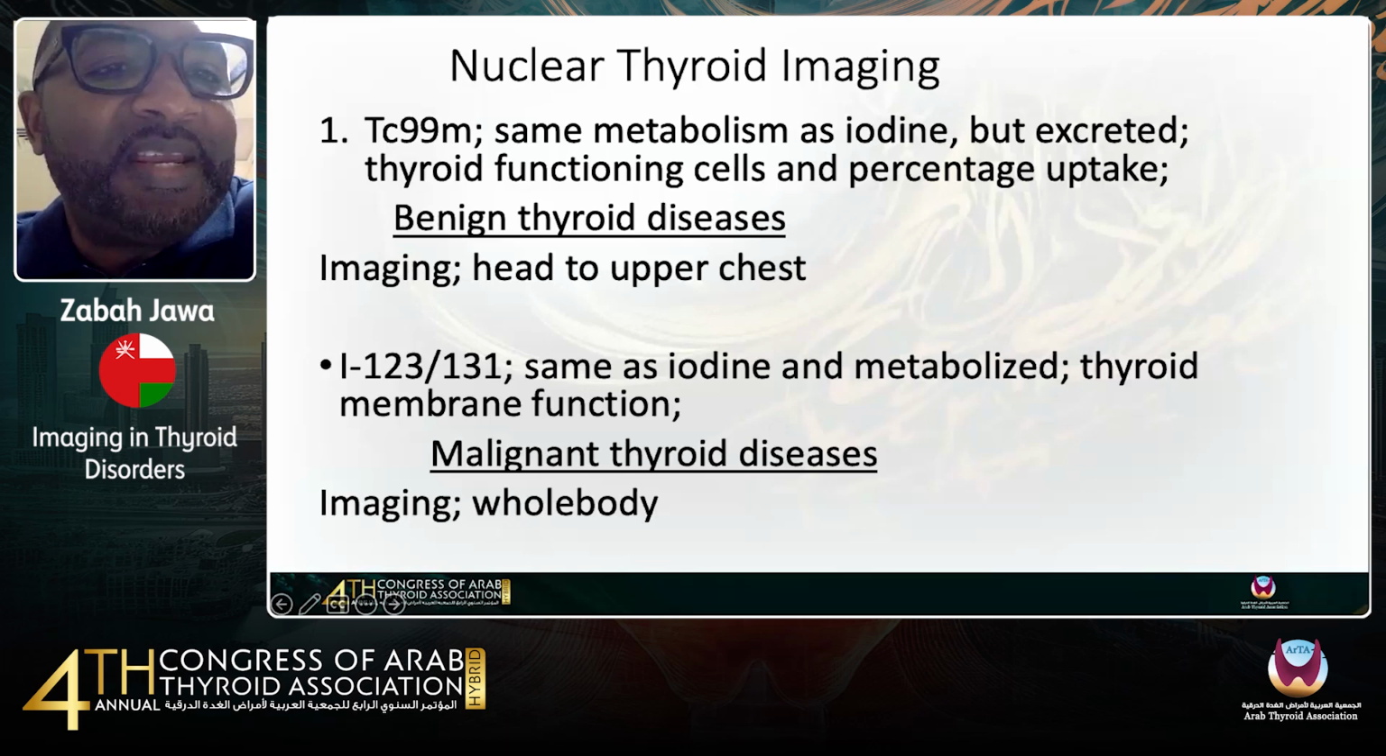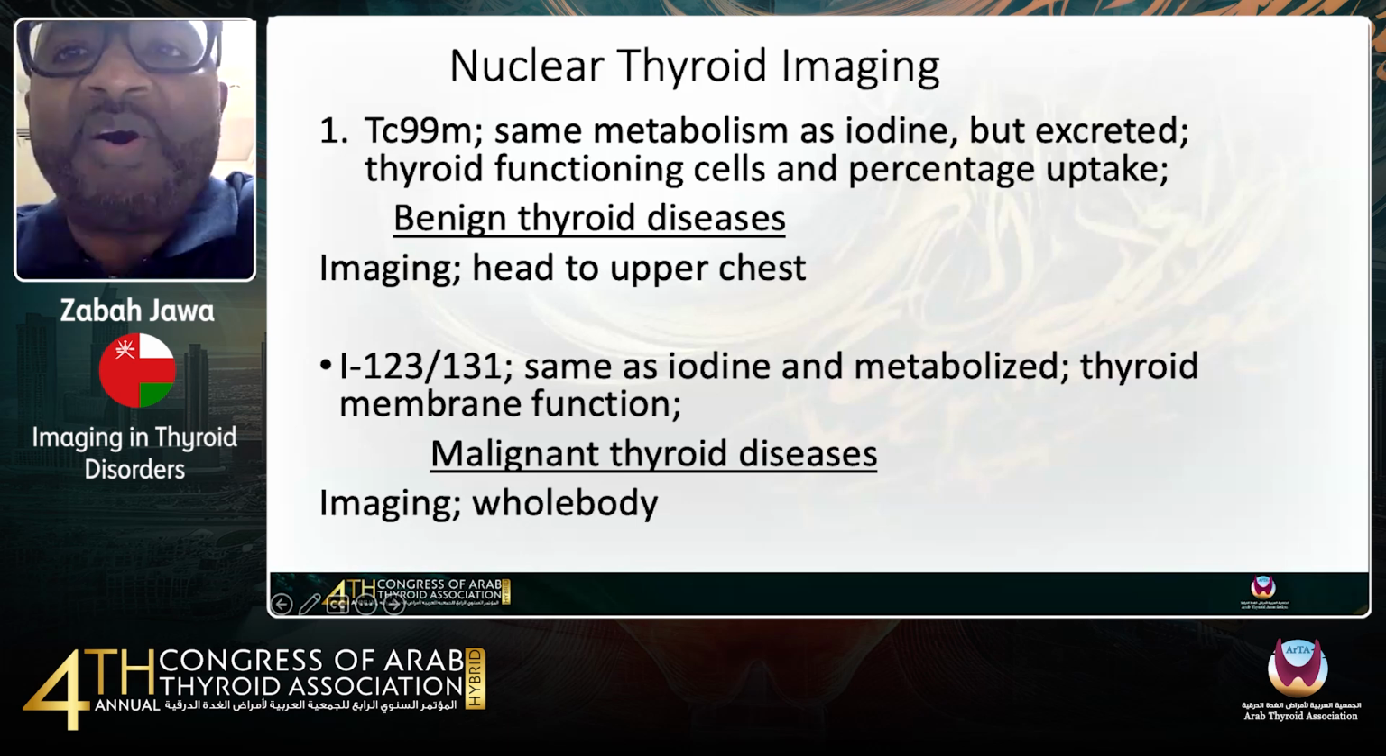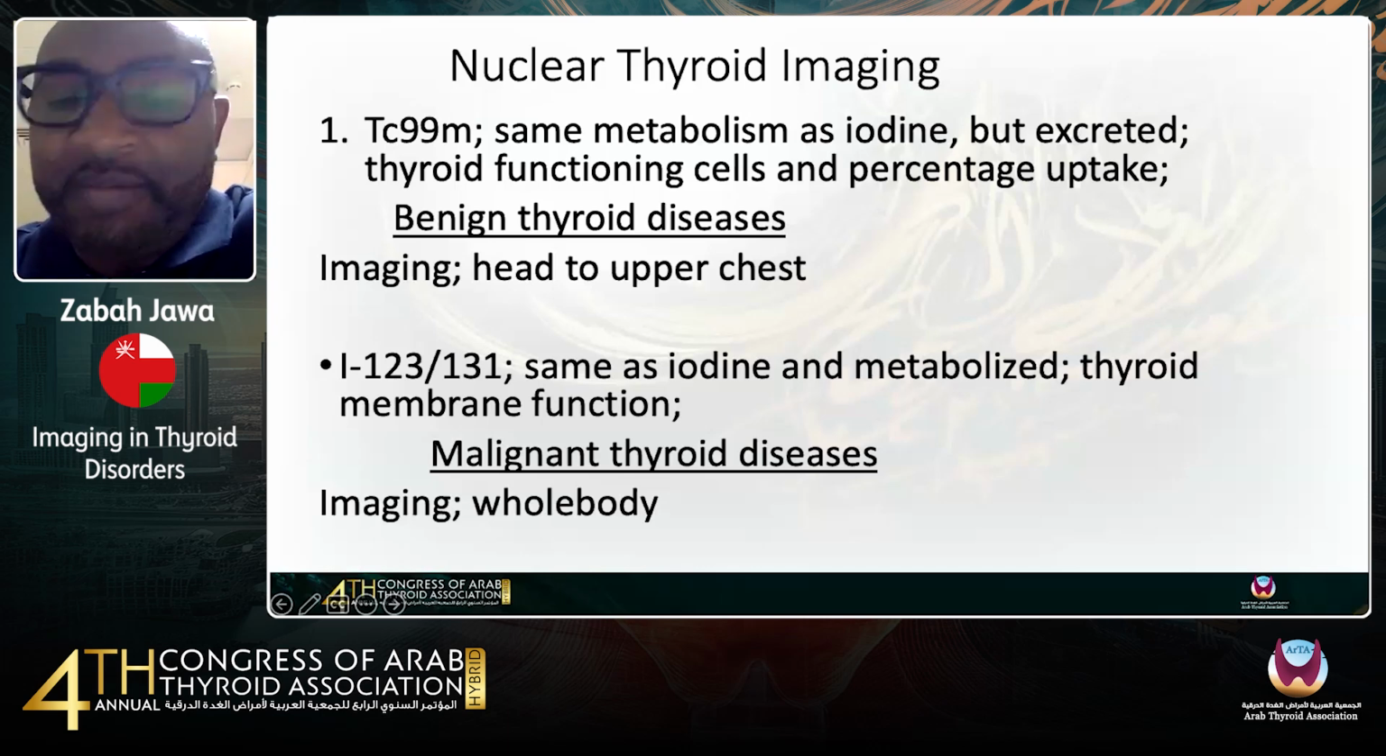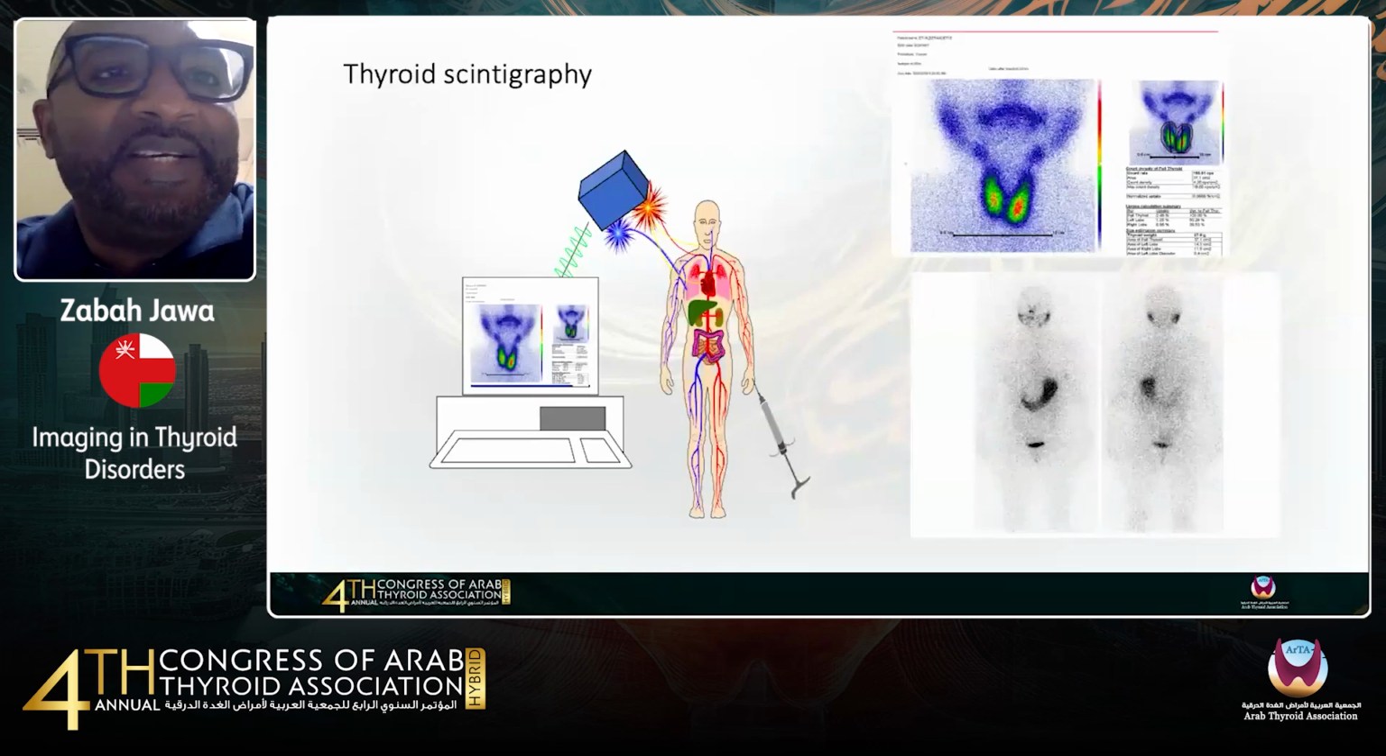Whereas iodine 131 or iodine 123 is a radioactive form of iodine. This has the same behavior as iodine, therefore it is metabolized, unlike technetium that is excreted. And it tells you about membrane function of the thyroid. And no wonder we use it mainly for imaging thyroid malignancy. And the good thing is that we can image the entire body, and this is useful in monitoring patients with thyroid malignancies.